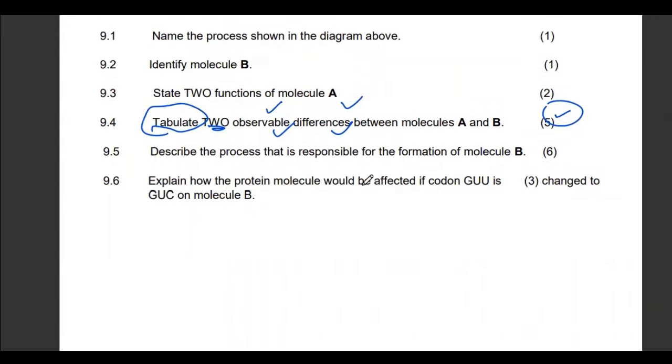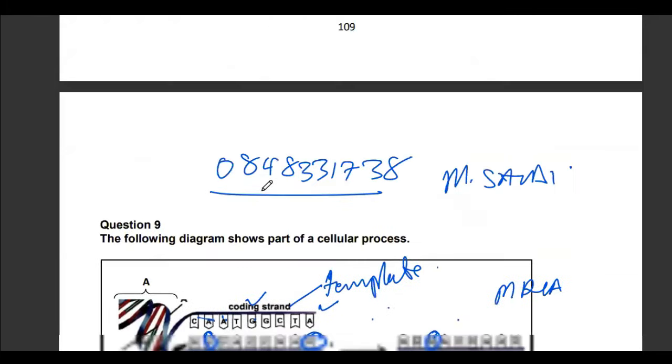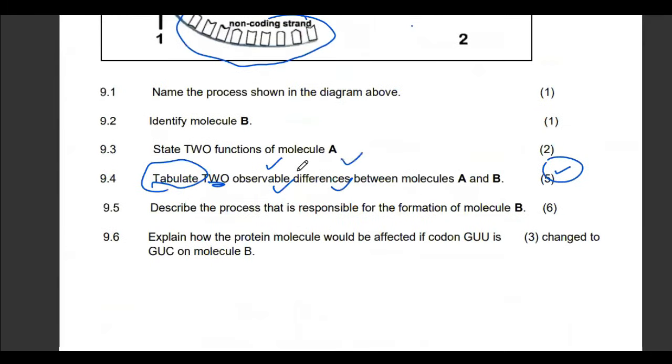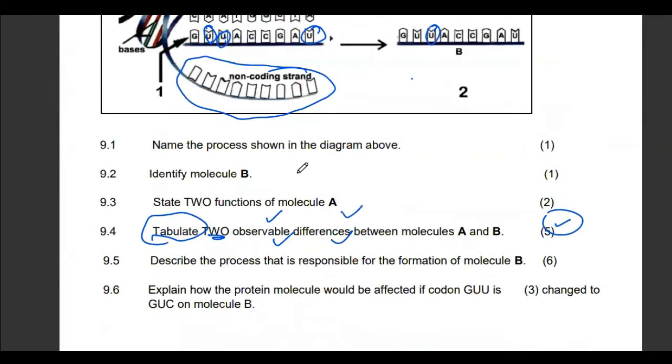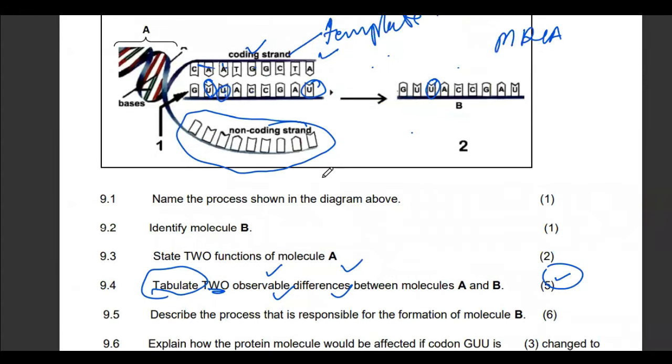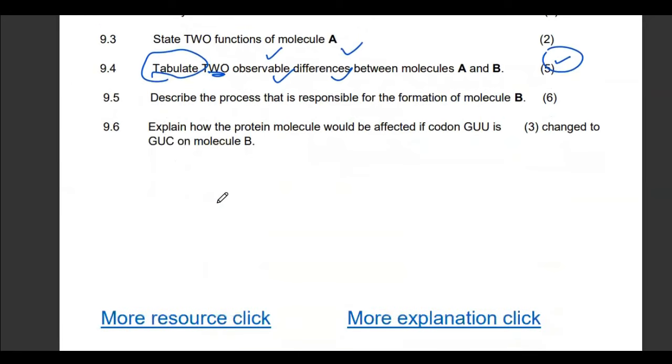Explain how the protein molecule would be affected if codon GUU is changed to CGC. It depends on two things. If there is a table, you compare the table and see if it's going to lead to a different amino acid. But because this is open, we assume that it's going to be a different amino acid. For example, if you started with GUU and then GUC, from this to that.